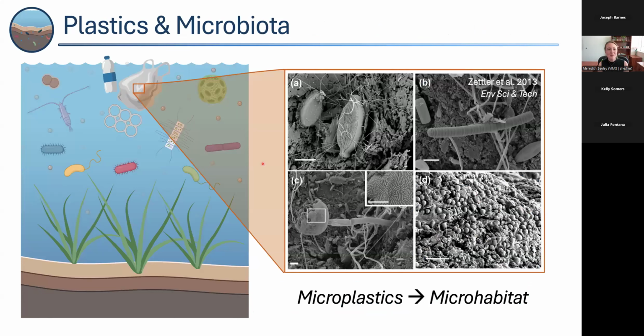Okay, so anyways, let's think about microplastics and microbes. One of the first connections that we made between plastic pollution in the ocean and these microbial communities was microbial biofilms forming on the surface of plastics out in the open ocean.